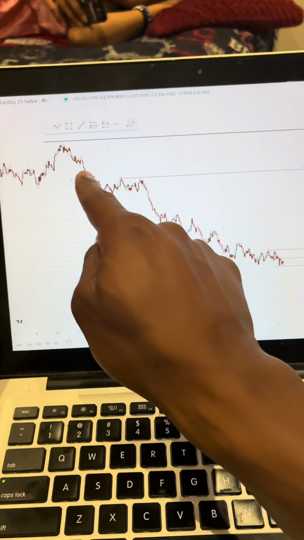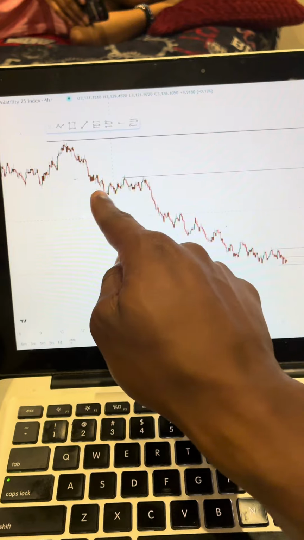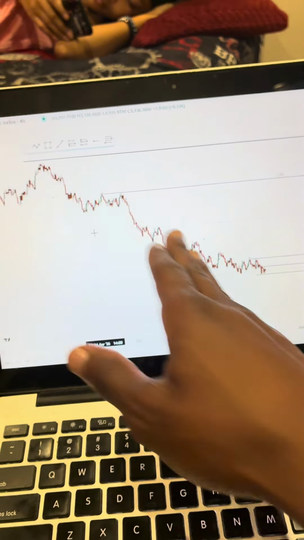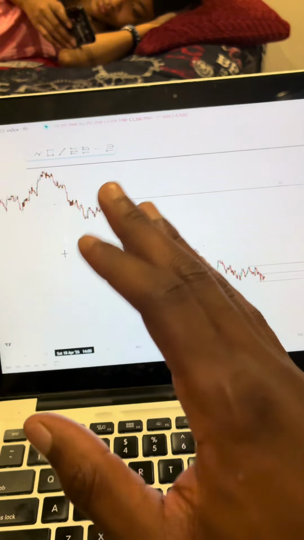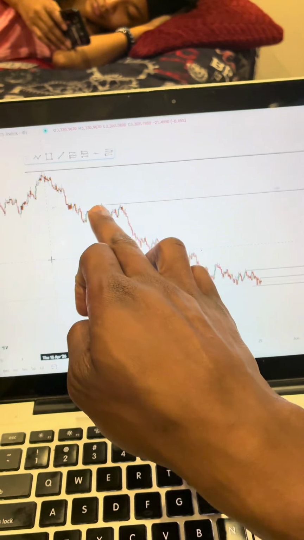So this was your basically your high, your lower high, lower low, lower high, lower low. So it's basically creating a downtrend. So what you want to do is capitalize on your resistance and support zones. So this is one resistance zone, right?